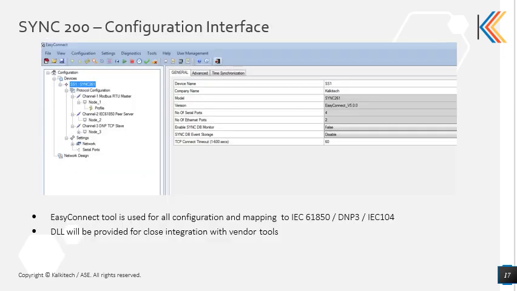Then the configuration interface. This is a general tool which we use for configuring any of the SYNC200 devices, which we call Easy Connect. This can be used to have any mapping to 61850, DNP3 or 104, and we provide this tool as a vendor-integratable option. The DLL of this tool is provided, with the API and other support, so it can have a close integration with the vendor tools. So this is very flexible in terms of configuration and other things.